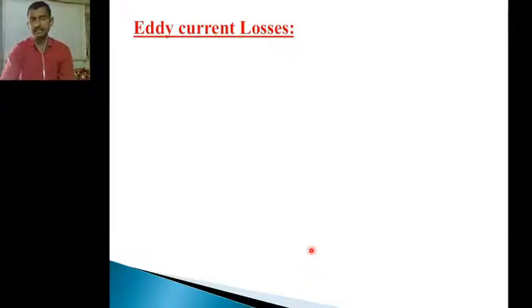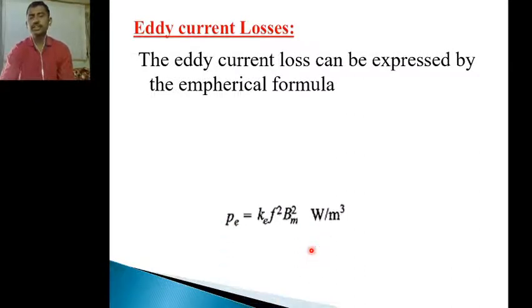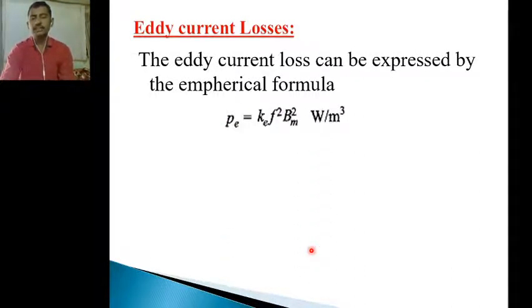Next, eddy current losses. These losses occur because of the laminations stacking, and we will see them briefly in our future classes. Now I want to discuss one simple empirical formula for the eddy current losses: P_E = K_E × f² × B_m² watts per meter cube, where K_E is K_E dash into d squared by rho. Here d is the thickness of the lamination and rho is the resistivity of the material.